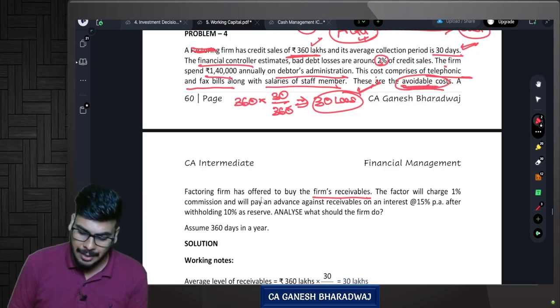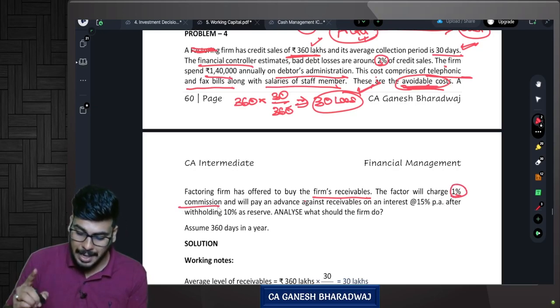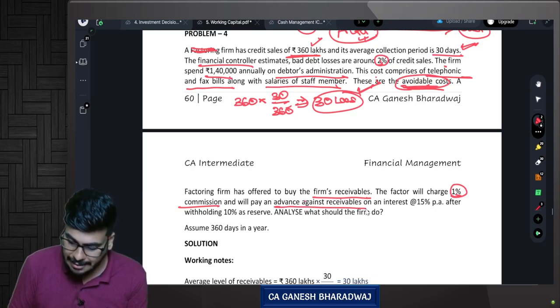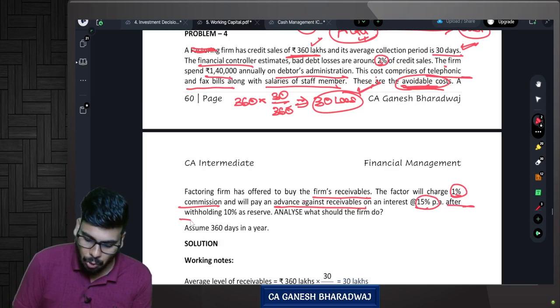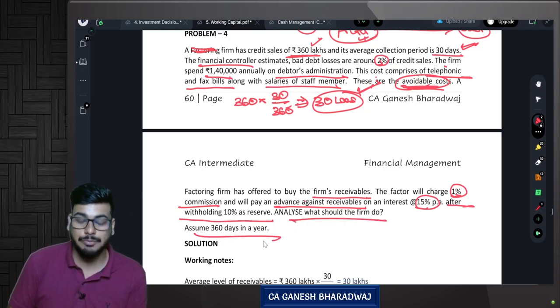Clear? The factoring firm has offered to buy the firm's receivables. The factor will charge 1% commission and will pay an advance against the receivables at an interest of 15% per annum after withholding 10% as reserve. Analyze what the firm should do. Assume 360 days in a year.